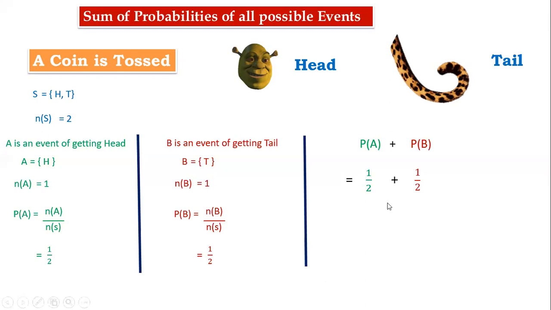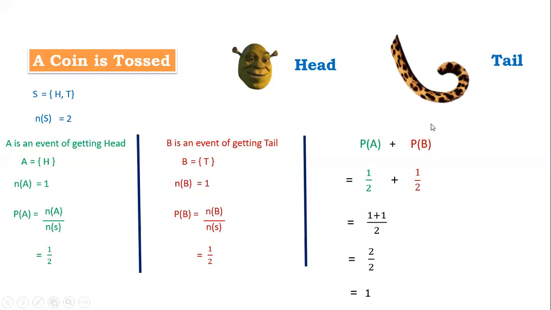Now, if you are adding two fractions, we need to check whether the denominators are the same or not. 1 upon 2, the denominator is 2. 1 upon 2, the denominator is 2. So, I can add the numerators. 1 plus 1 upon 2, that is 2 upon 2, that is 1. Now, this is a very beautiful and very important understanding, students. May it be any type of sum from probability, you have to remember that the sum of the probabilities of all possible events is always 1.